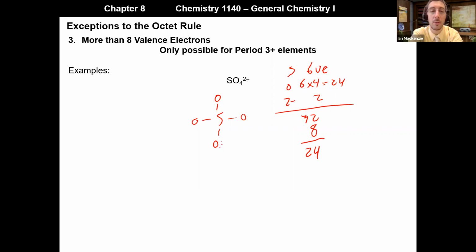So 2, 4, 6, 8, 10, 12, 14, 16, 18, 22, 24, 26, and let's see if I've made an error here somewhere. 30, 32, we use 8 initially, and then that would leave us 2, 4, 6, 8, 10, 12, 14, 16, 18, 20, 22, 24. Oops, I simply miscounted.